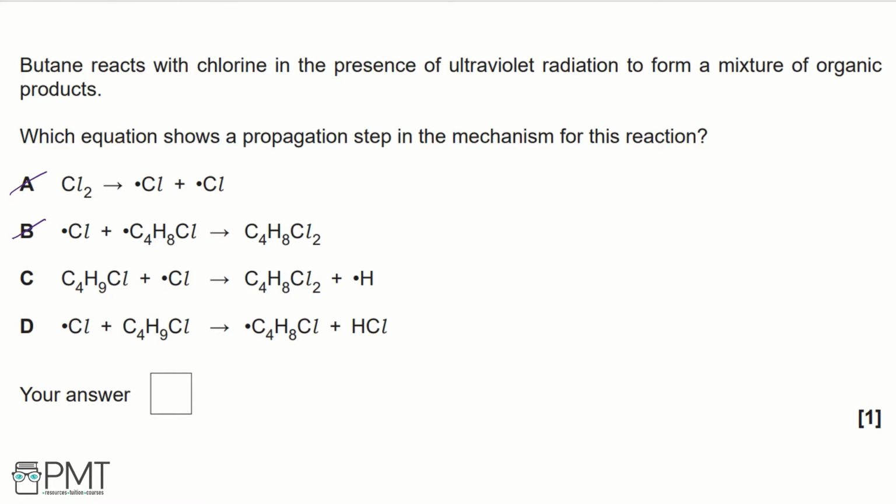chlorine. So we can eliminate C, as it's very unlikely we're going to form a hydrogen radical, and much more predictable that we're going to end up with hydrochloric acid and C4H8Cl as our radical in our propagation step. So we then write D in the answer box that we're given. To get the mark for this question, you must write D in the answer box provided.